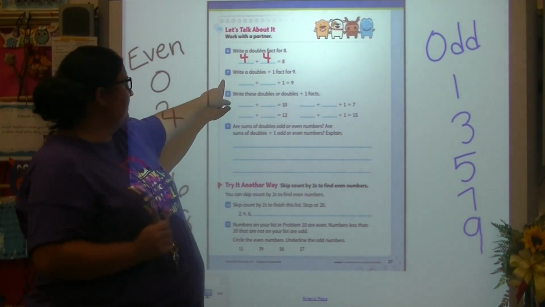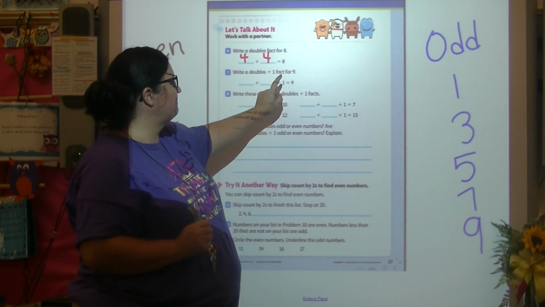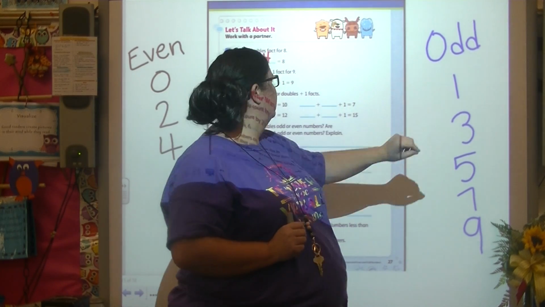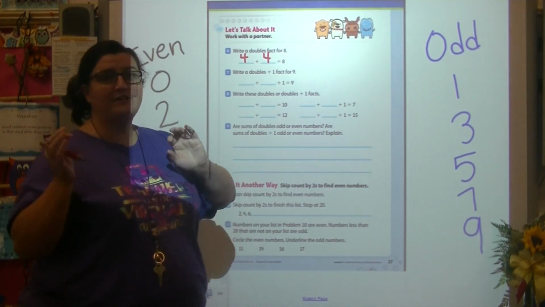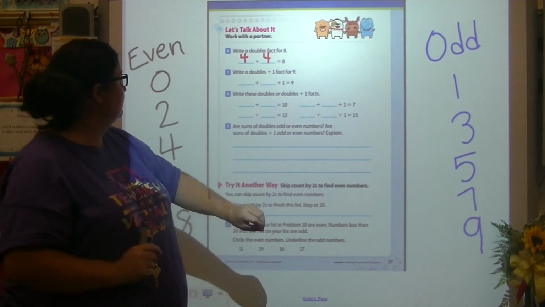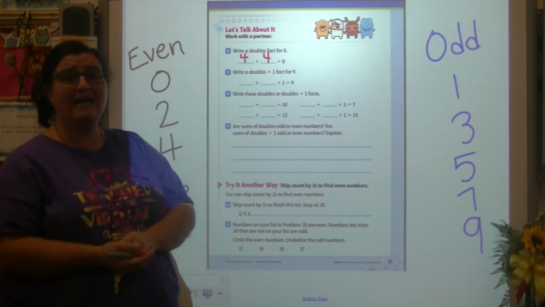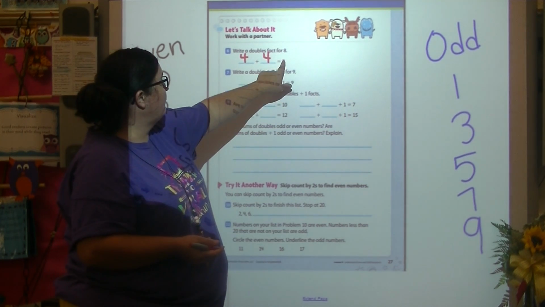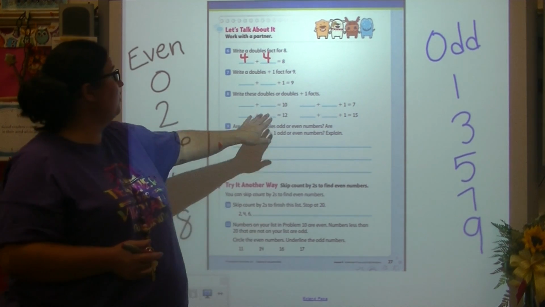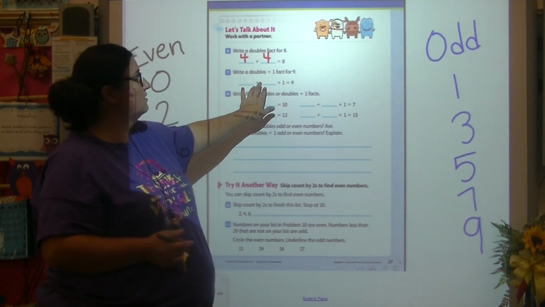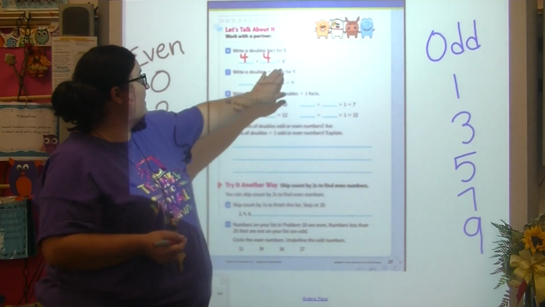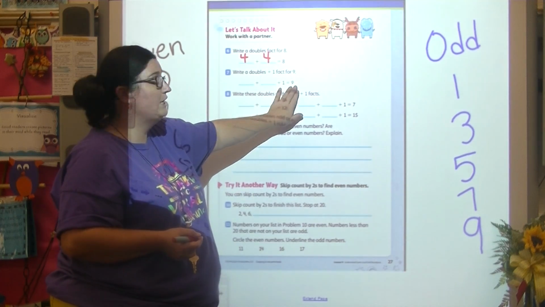Now, number 7, it says write a doubles plus 1 fact for 9. Now, we know 9 is an odd number. There's going to be 1 left over. That's why we had to add that 1 by himself. So the 1 is over here because 9 has an extra 1. If here is 8 and we add 1 more, that makes 9. So what doubles fact could we use to bring down? Yes, the fact for 8, plus 1 more equals 9.